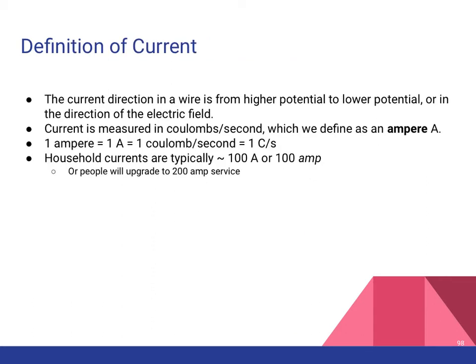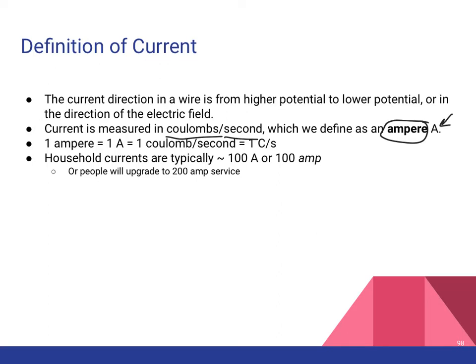So the definition of current is going from high potential to low potential, or from positive to negative. Current is measured in charge per second, which is coulombs per second, which we define in physics as an amp. We use the capital letter A to define an amp. So when we're talking about amps, we're talking about the rate at which electrons flow, or the current. Now, 1 amp is 1 coulomb per second.